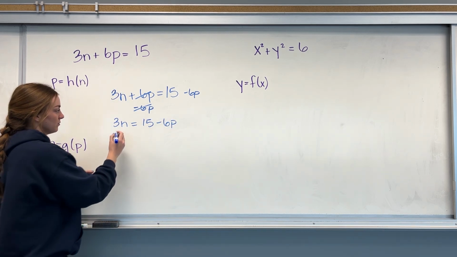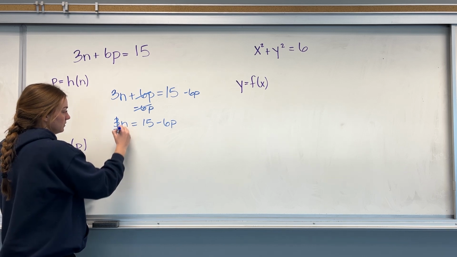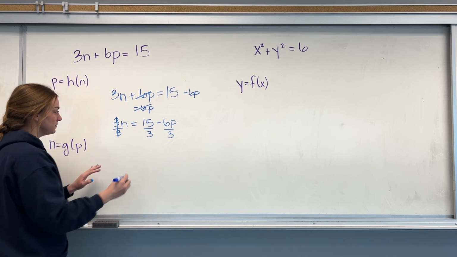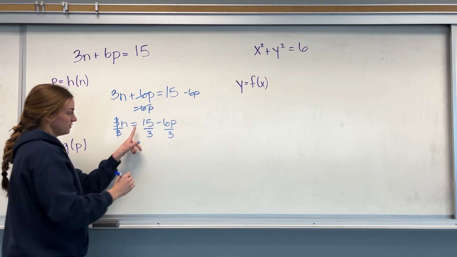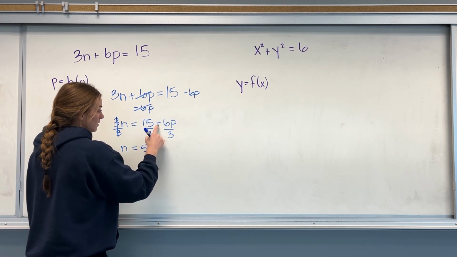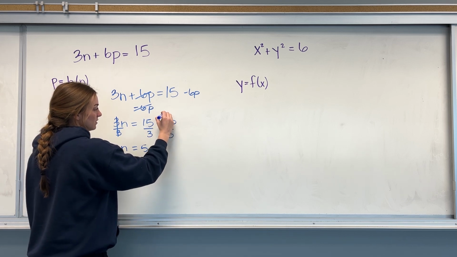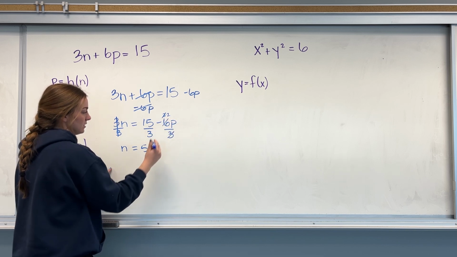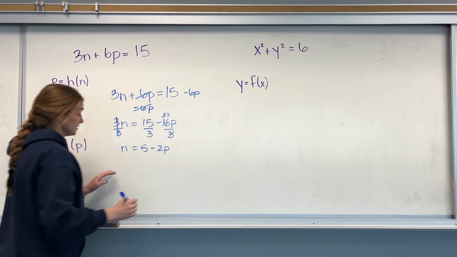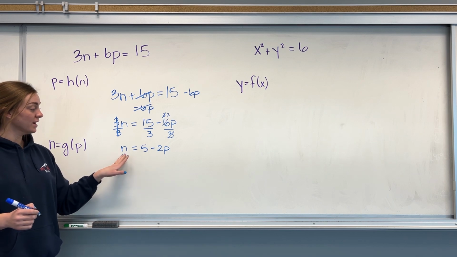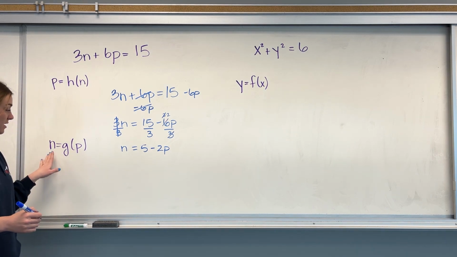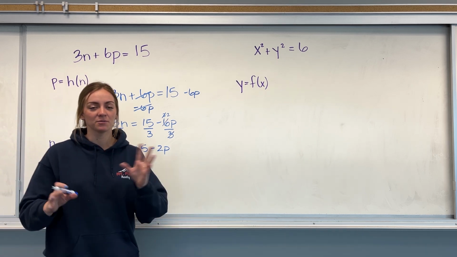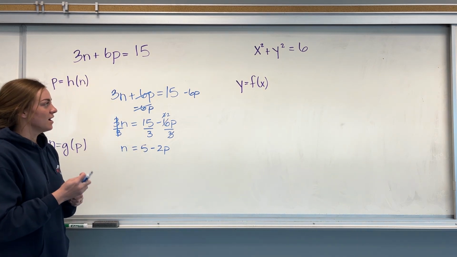Now to get n by itself, we just divide by 3, because that'll give us 1. And then we divide by 3 on the other terms to keep it equal. And we're left with n equals 15 divided by 3 is 5. Minus, and then we have 3, and 6 is also 3 times 2. So these 3's can cancel, and we're left with 2 times p here, minus 2p. So now we have a function where n is the output, p is the input, n is a function of p. It's essentially what we did. It's just some algebra, being able to rewrite equations and functions as you need.